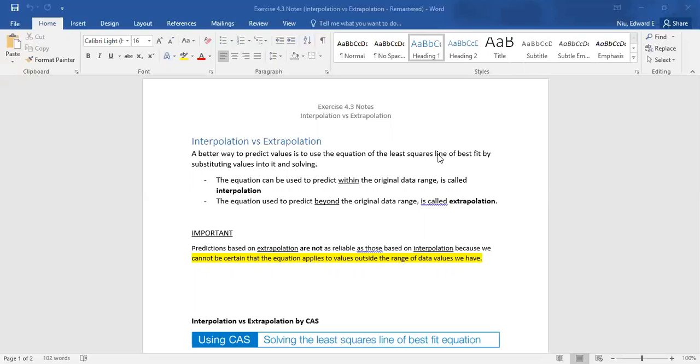And so interpolation is when we predict within the original data range. Extrapolation is when we use that line to predict outside of the collected data's range. It's really important to note that predictions based on extrapolation are not as reliable as those based on interpolation, because we cannot be certain that the equation applies to values outside the range of data values we have.